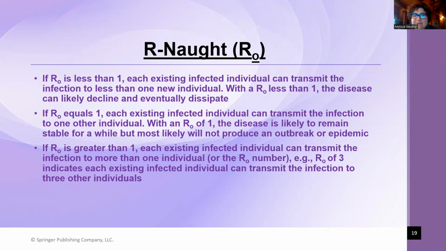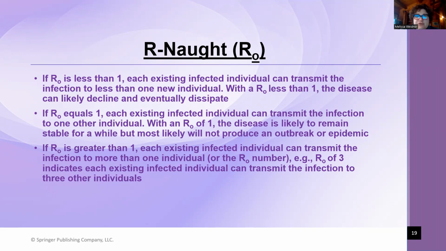If an R naught is less than 1, each existing infected individual can transmit the infection to less than 1 new individual. The disease is likely to decline and eventually dissipate. If the R naught equals 1, each existing affected individual can transmit the infection to one other individual. With the R naught of 1, the disease is likely to remain stable for a while and will most likely not produce an outbreak or an epidemic.